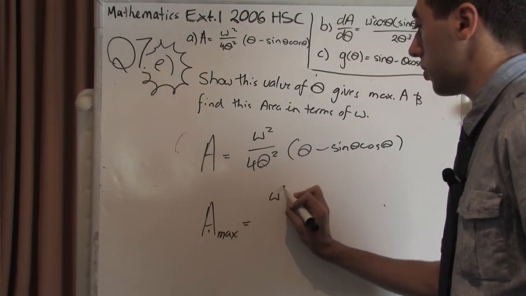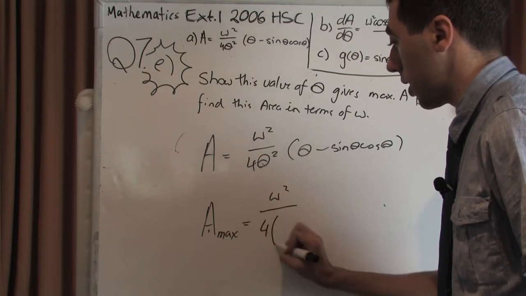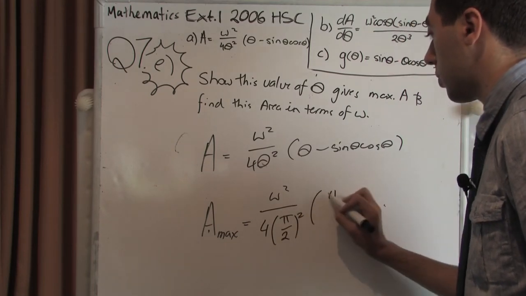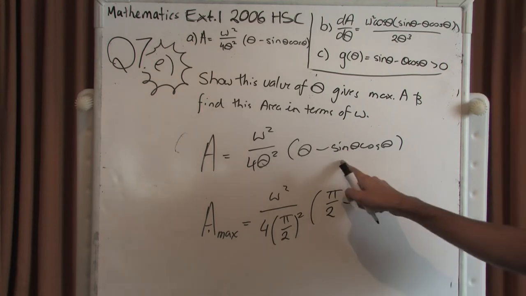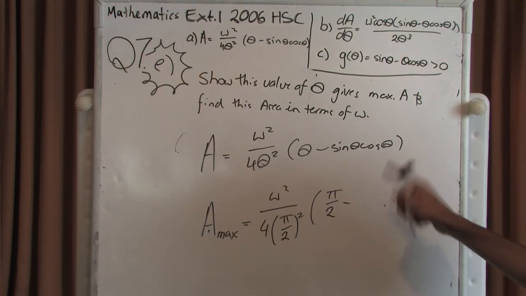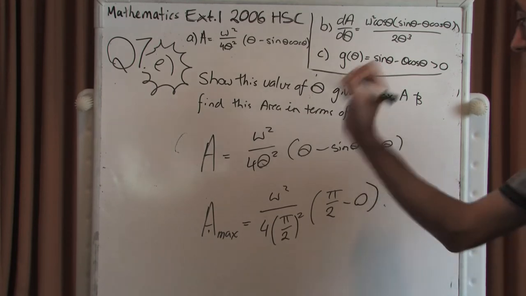Now we put W squared over 4. Now we put pi on 2 squared, outside of pi on 2, minus now sine pi on 2, which is 1. Cos pi on 2, however, is 0. So we don't even have to care about that now, because everything is 0.